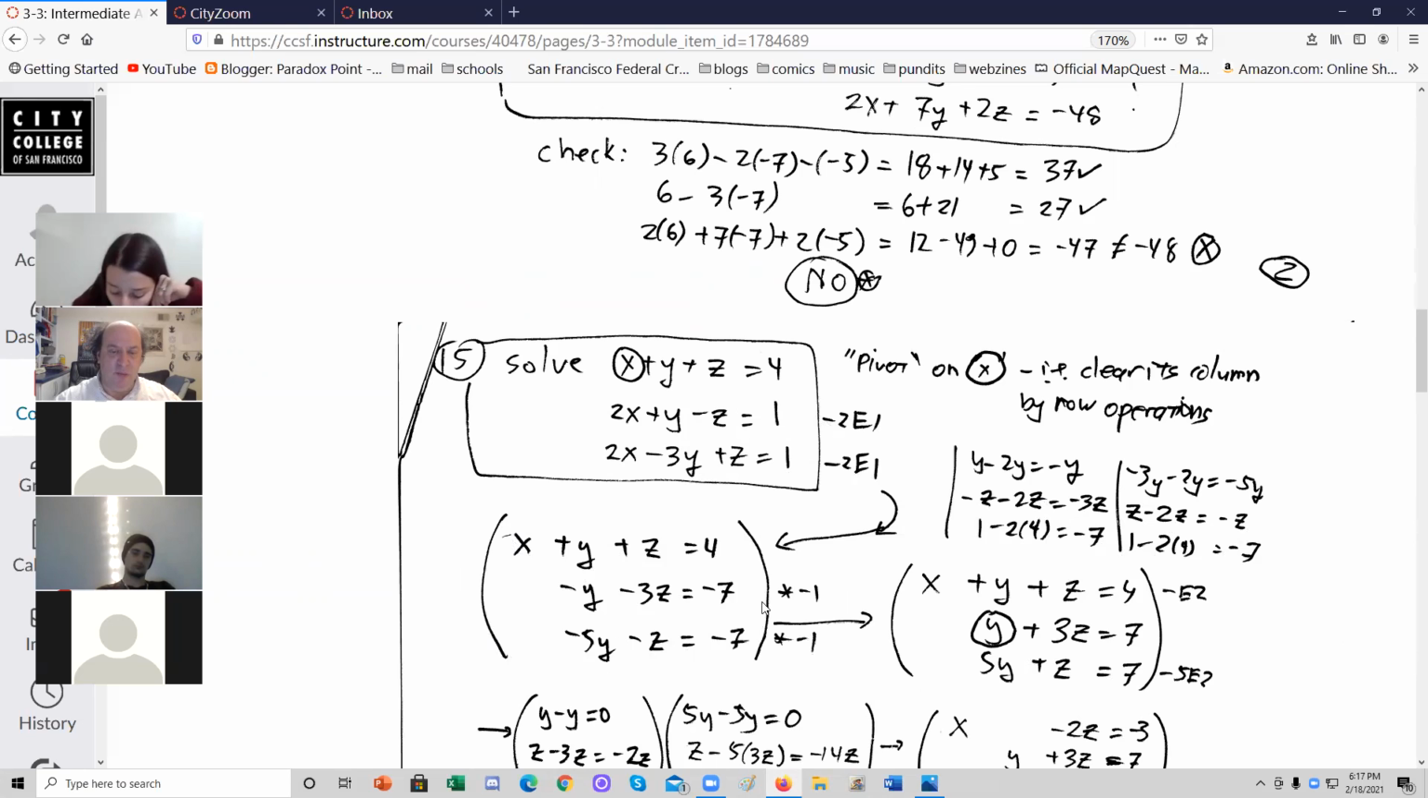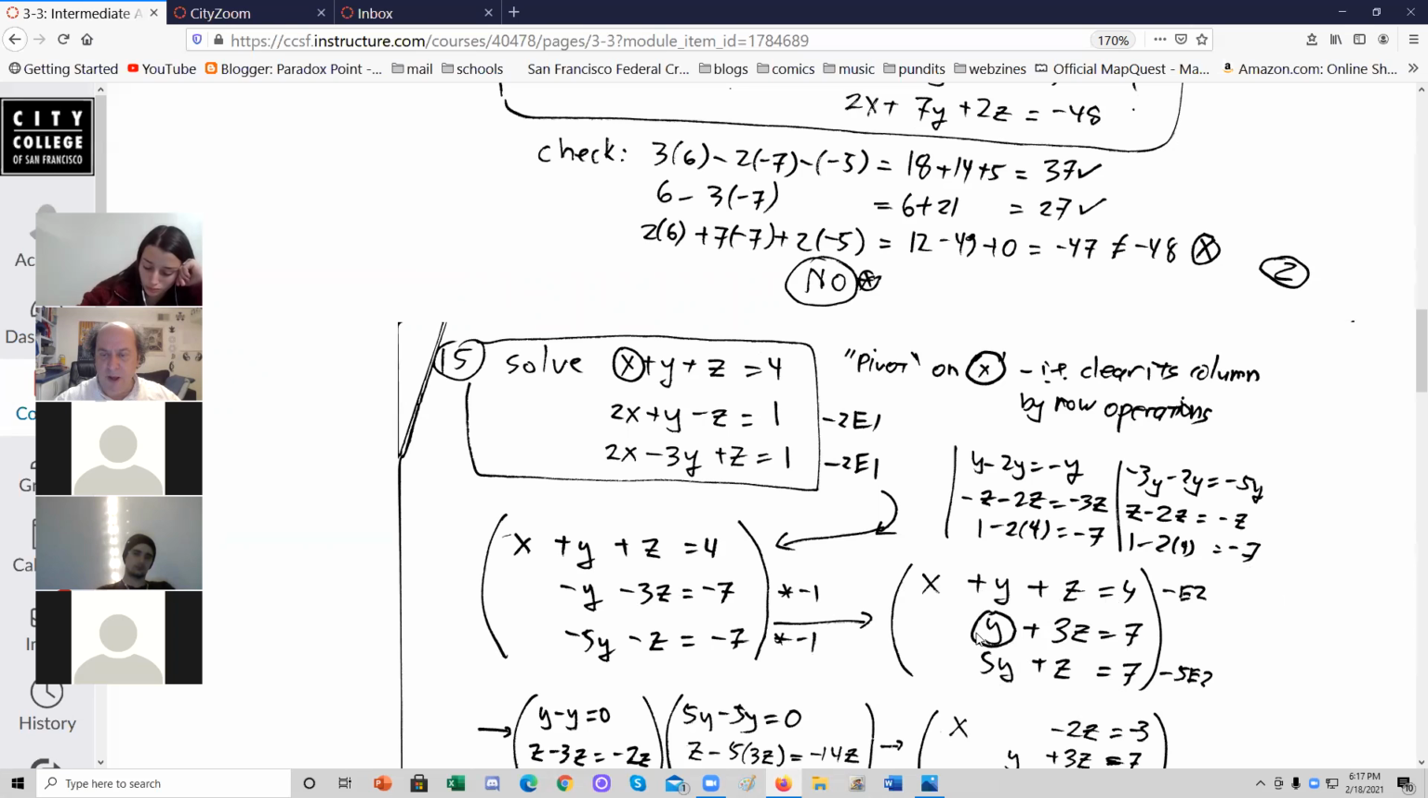Now, both these equations have negative signs. We'll get rid of them by multiplying them throughout by negative 1, rescaling by negative 1. So this becomes: x plus y plus z equals 4, y plus 3z equals 7, 5y plus z equals 7.